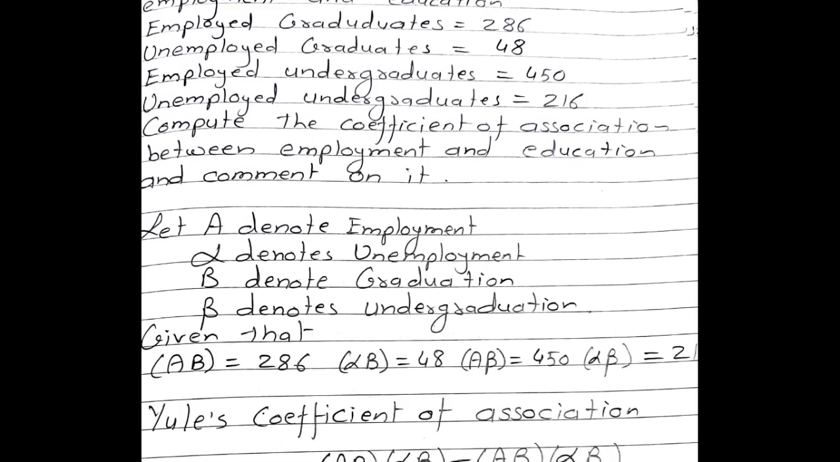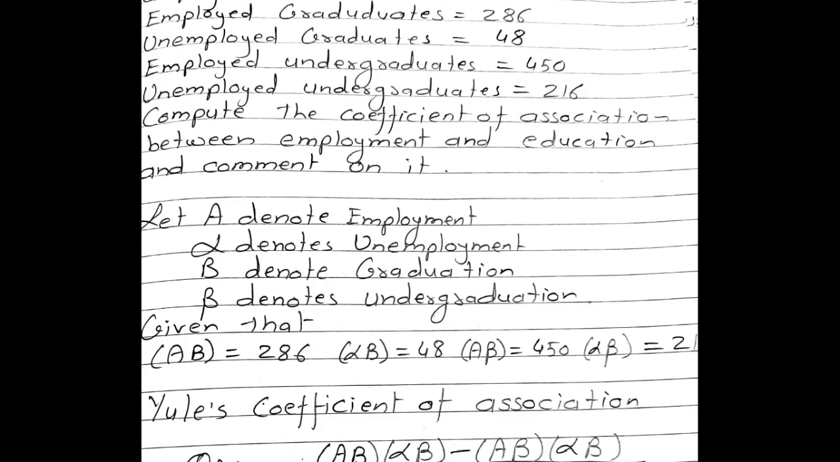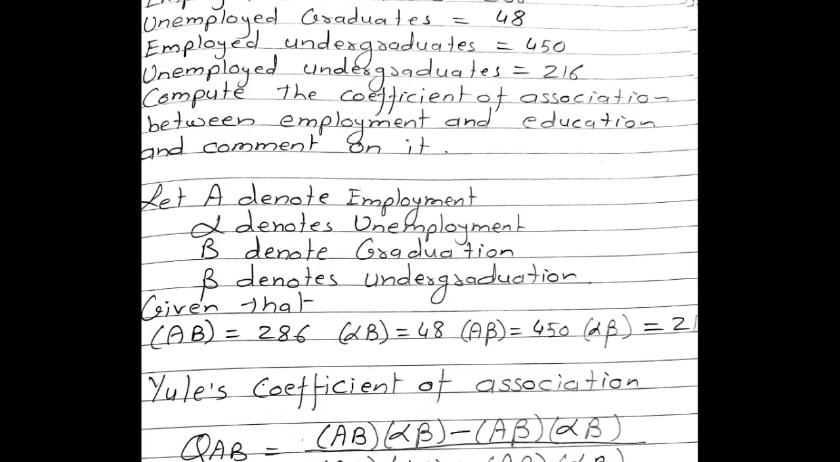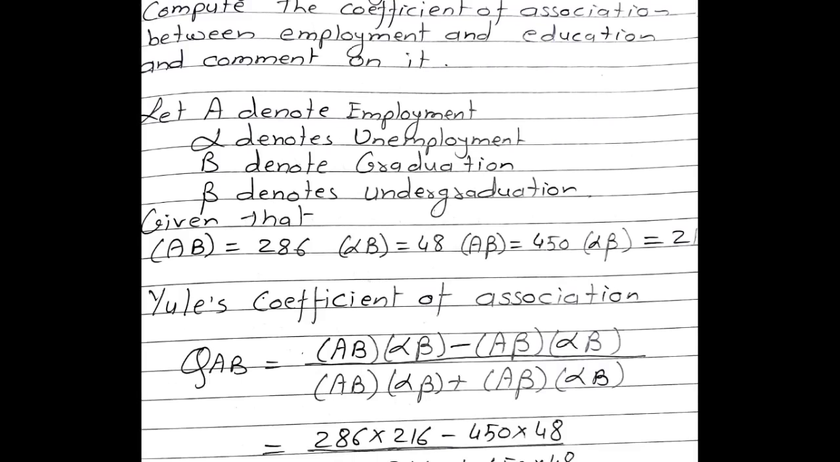So first of all, we will define the attributes. Let A denote employment. Therefore, alpha will denote unemployment. B denote graduation. Beta denotes undergraduation. Now see the things which are given to us.